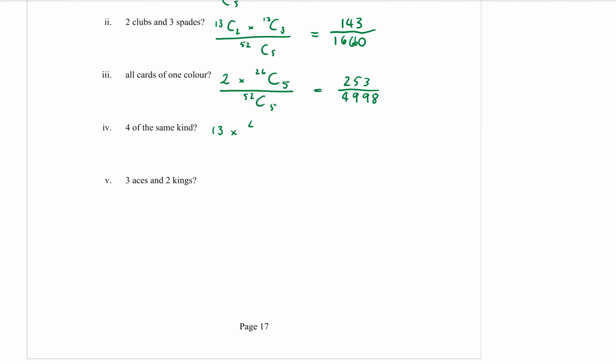So you want 4C4 for choosing all 4 of them. Is that just 1? Yes, sorry, it is 1. Then I need to pick 1 more card that I don't care what it is. So 48C1. All over the total.